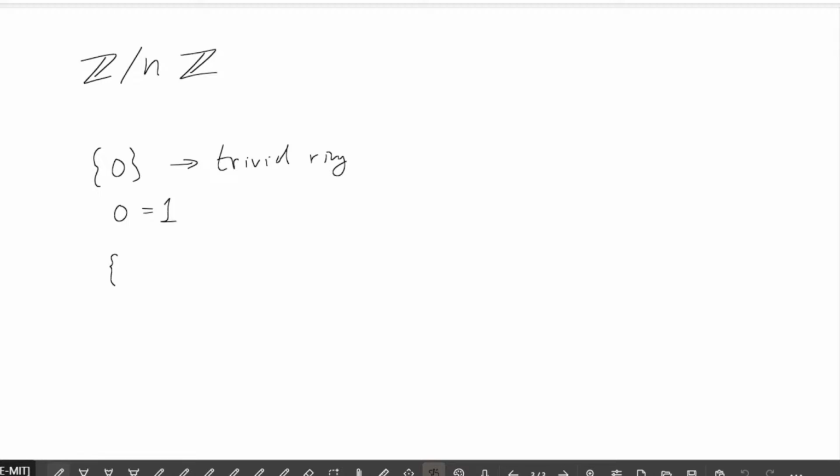So the smallest non-trivial ring is say just 0 and 1. The usual properties: 0 is the identity of addition and under multiplication will be absorbing, and 1 is the identity of multiplication.